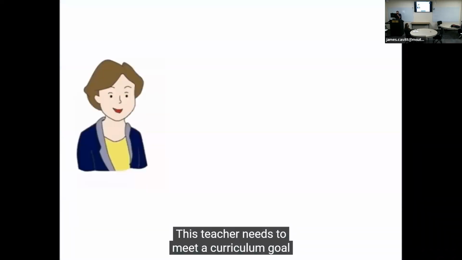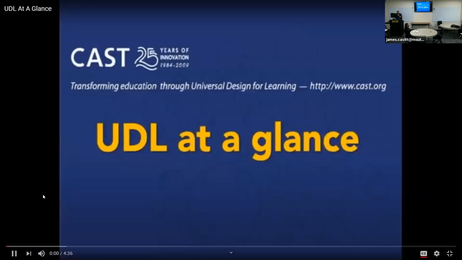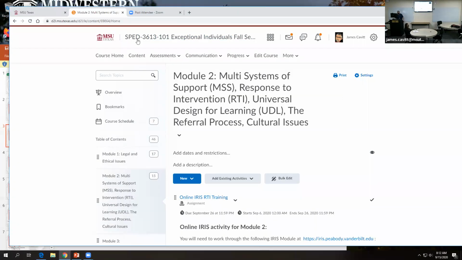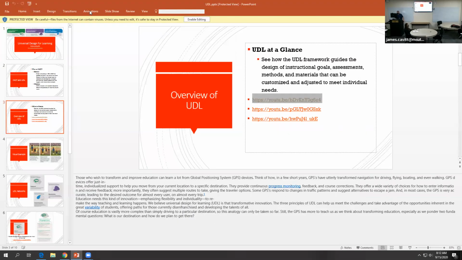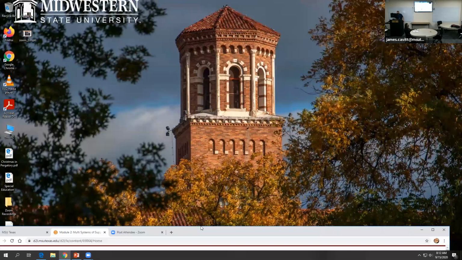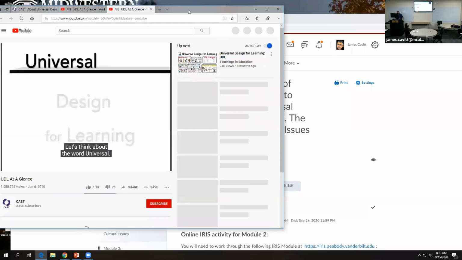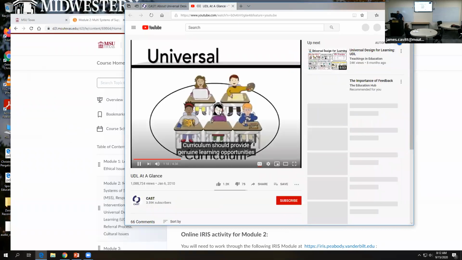This teacher needs to meet a curriculum goal. This means that teachers of today that minimizes barriers. Classrooms are highly diverse and learning for all students designed from the start to meet this diversity. Whoa, that's a fancy term. Universal design for learning is an approach to, let's unpack it a bit, that minimizes barriers. Let's think about the word learning for all students. By universal, we mean curriculum that can be used in. Curriculum should provide genuine learning opportunities for each and every student.